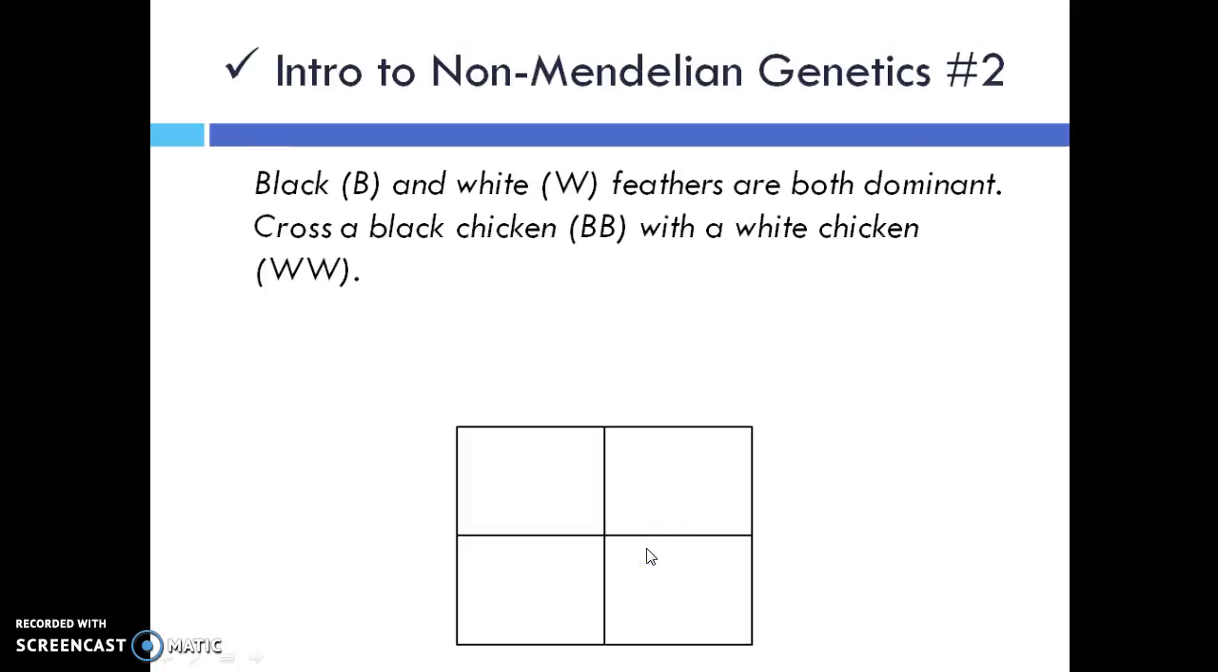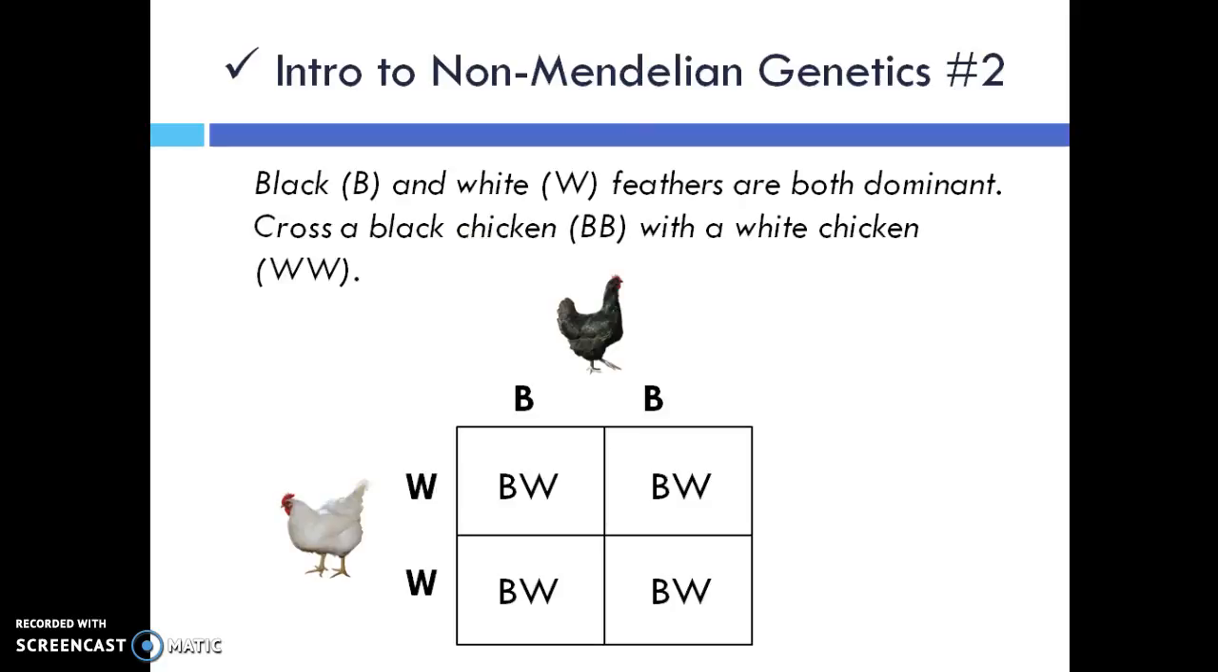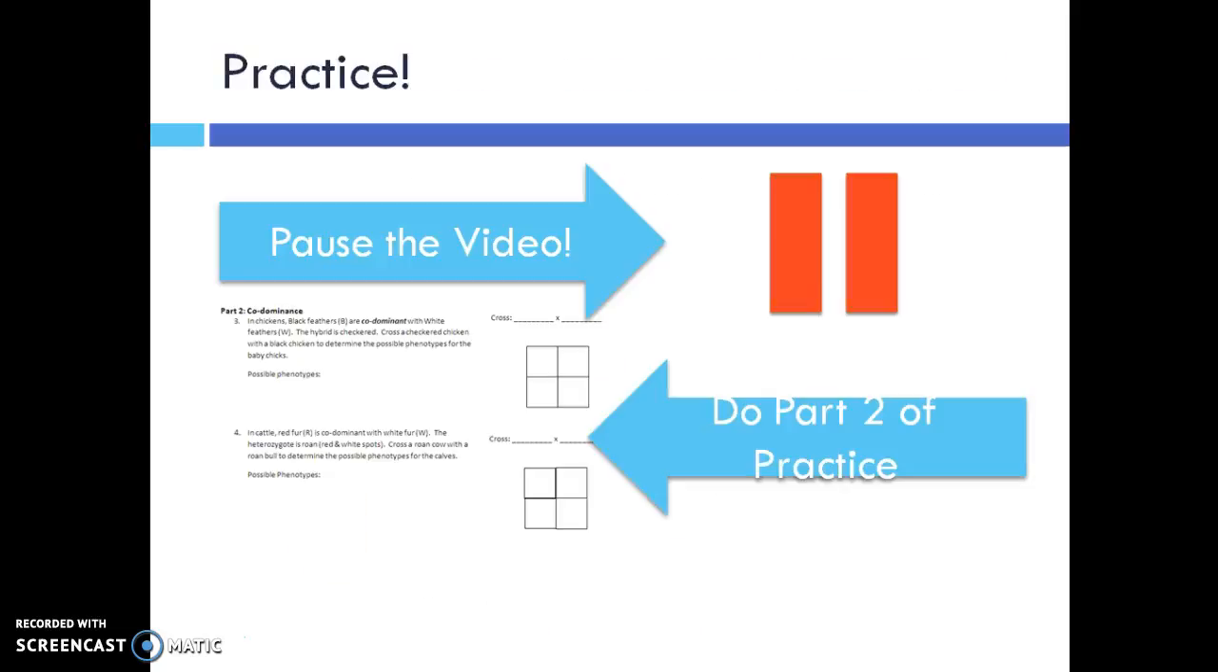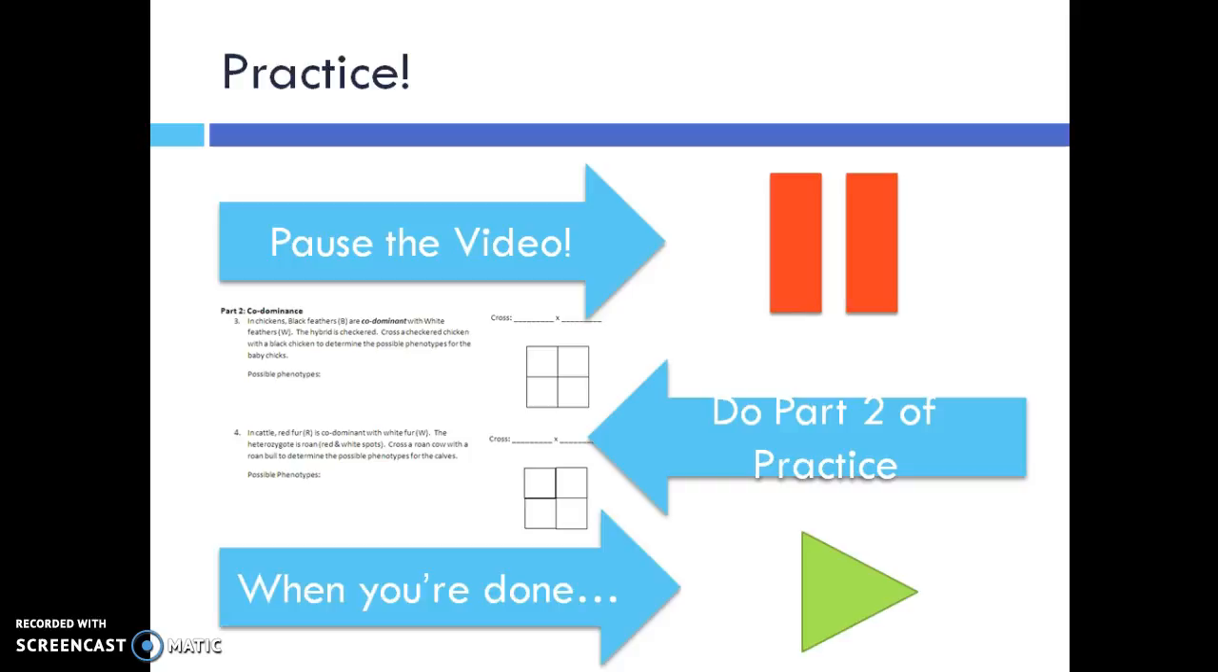Let's take a look at your intro to non-Mendelian genetics number 2. You have a black chicken crossed with a white chicken, and so we're going to get offspring with one black gene and one white gene. All of those chickens will be black and white, or what we call checkered. All right, this is the end of the first part of our video today. Go ahead and pause the video here and do part 2, which is our codominance. When you are done, play the next video in the series to check your work and learn about sex-linked traits.